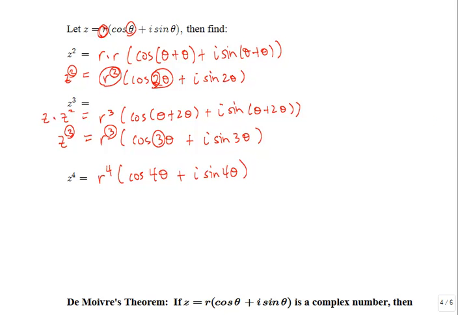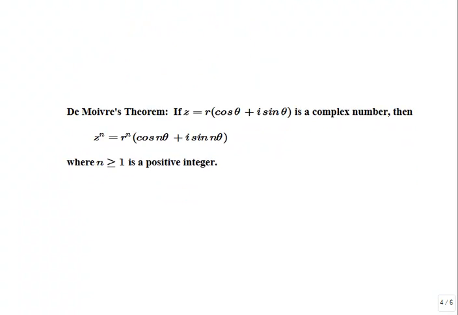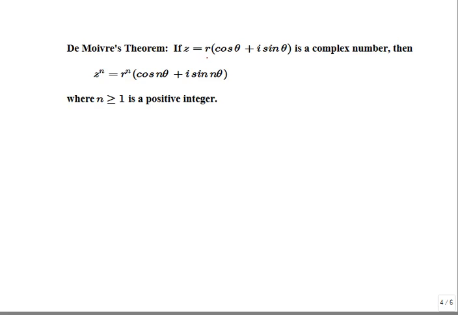And this is actually called de Moivre's theorem. So if z is any complex number in polar form, r times cosine theta plus I sine theta, then z raised to any positive integer power n would just be r to the n times parentheses cosine of n theta plus I sine n theta.